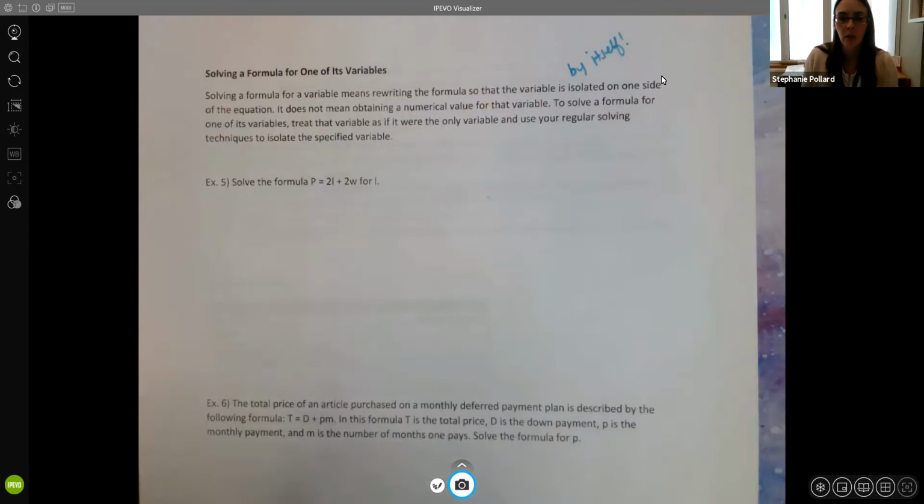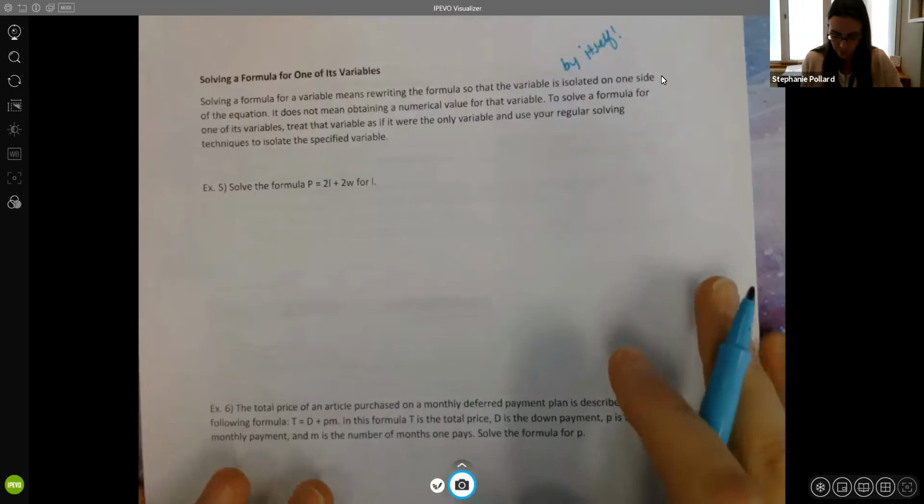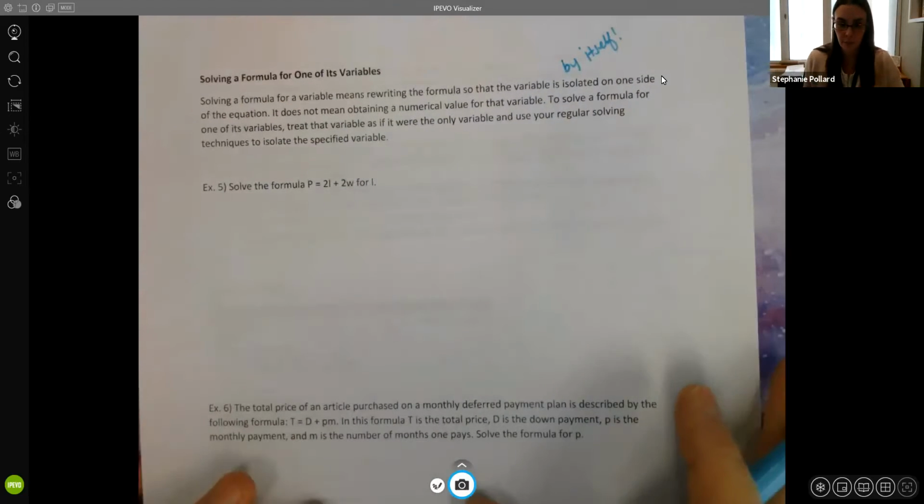To solve, what you do is pretend like that variable is the only variable and use your regular solving techniques. So move everything else to the other side and get that variable by itself. Just like regular solving, if you have parentheses, do parentheses first. If you have fractions and you want to clear your fractions out, do that next. Then you start adding and subtracting, and then you're going to divide at the end if you need to. So same steps, just pretending like everything else is just a number.